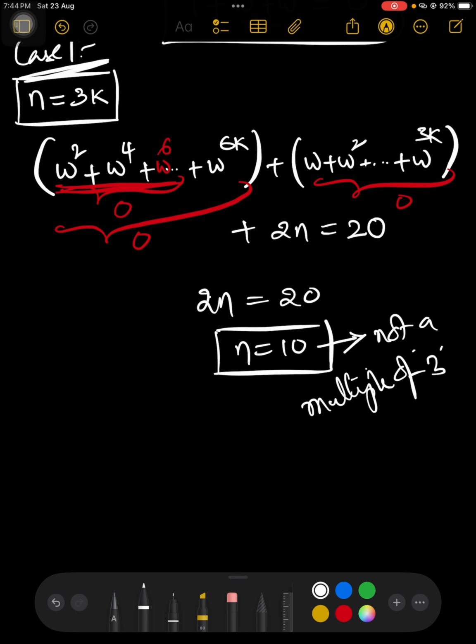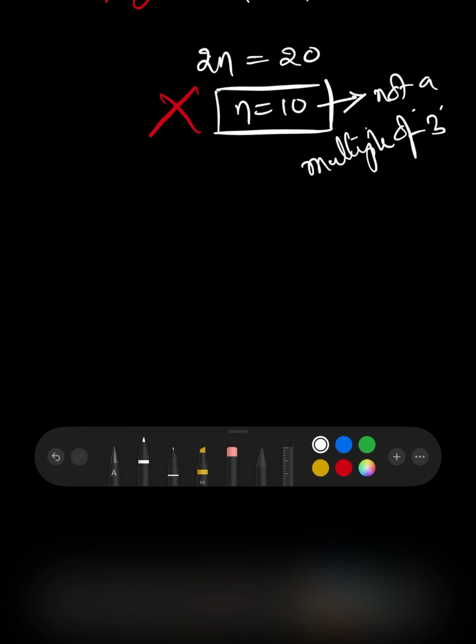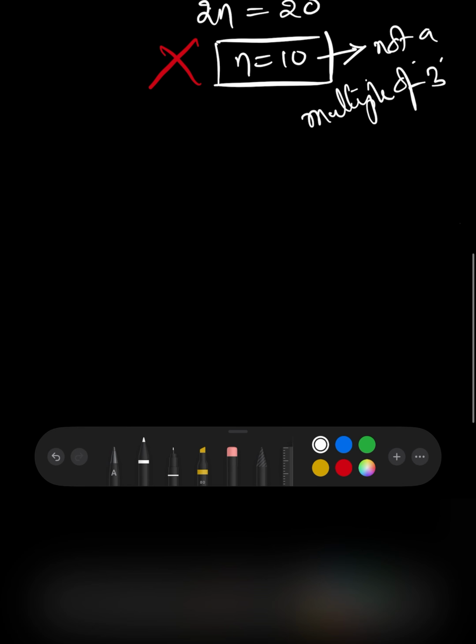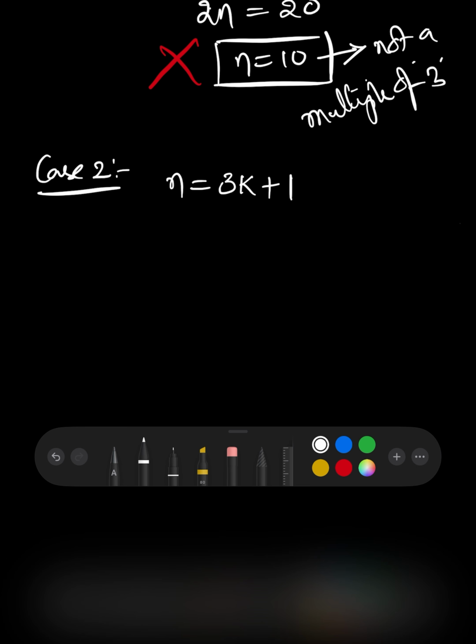But what we have considered is n equal to 3k, but what we got is n equal to 10, which is not a multiple of 3. So n equal to 10 is clearly a wrong answer. Now move on to case 2. Because n equal to 3k, multiples of 3, is not satisfied, we can move on to 3k plus 1.